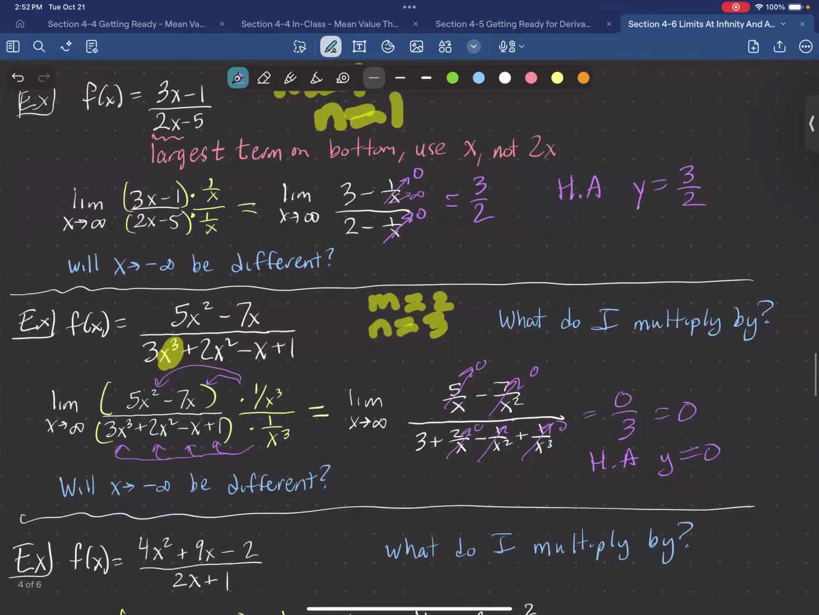Next example, we've got f of x equals 4x squared plus 9x minus 2 on top, and the bottom is 2x plus 1. You'll notice m here is 2 and n here is 1. What should we multiply top and bottom by? Hopefully you said 1 over x. So we're going to multiply by 1 over x.